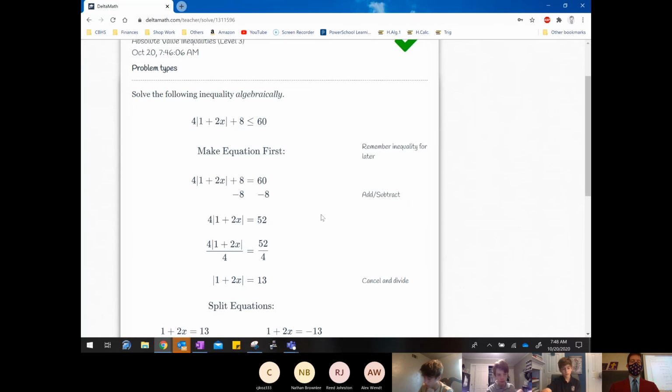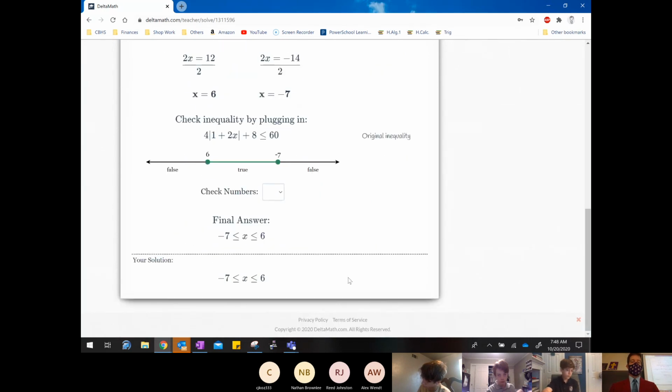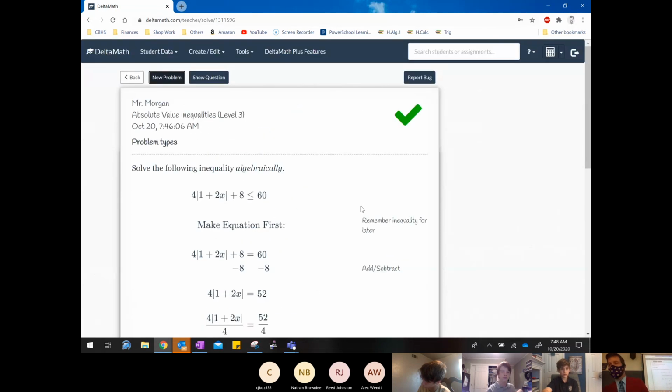Woo! And then they'll walk you through the process. There's where they split the 2, and they find those 2 points. It says check numbers. You can check numbers if you want to. All right, so Lewis, I hope that answered your question. If it didn't, we'll figure it out again.